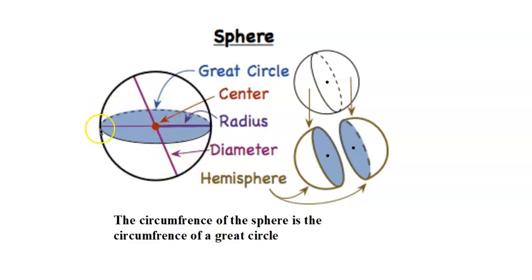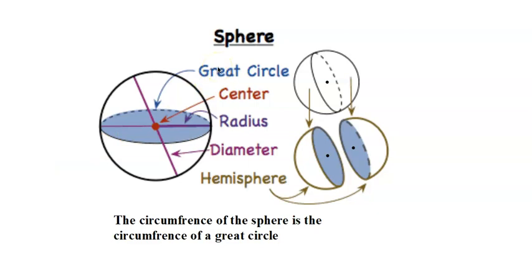Now, if you have a circle on the sphere, and the center of this circle is also the center of the sphere, that is called a great circle. So this circle here, this is a great circle. This circle here is not a great circle, because the center of this circle is not the center of the sphere. So that one's no good.